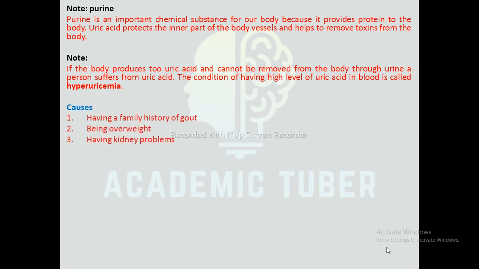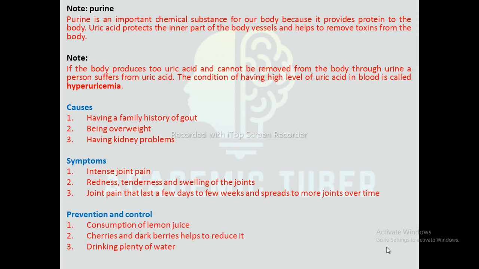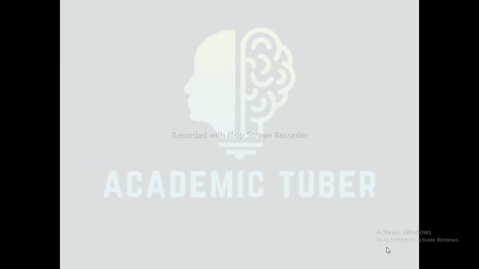Causes: having a family history of gout, being overweight, having kidney problems. Symptoms: intense joint pain, redness, tenderness, and swelling of the joints, joint pain that lasts a few days to few weeks and is spread to more joints over time. Prevention and controls: consumption of lemon juice, cherries, and dark berries helps to reduce it. Drinking plenty of water.